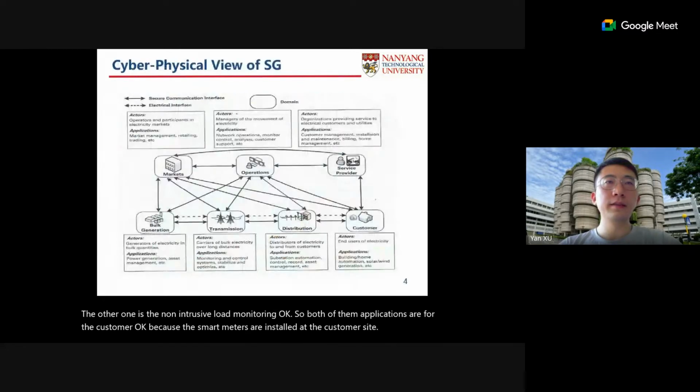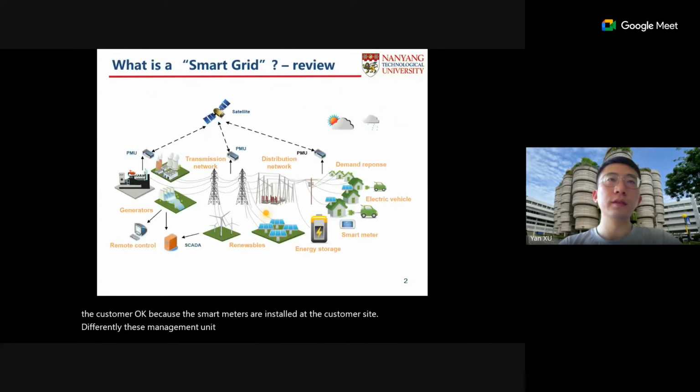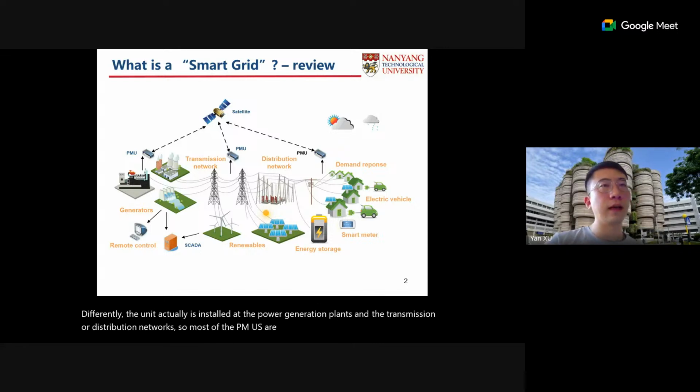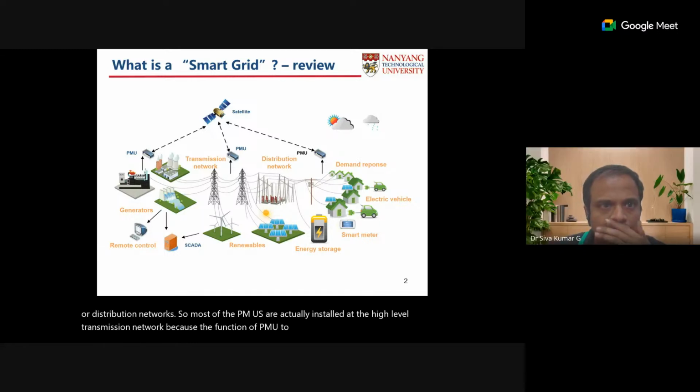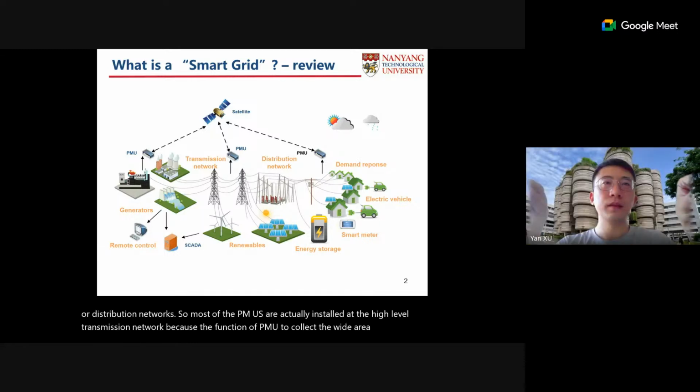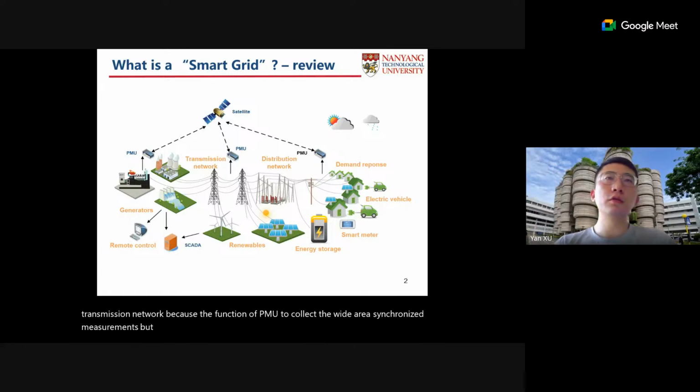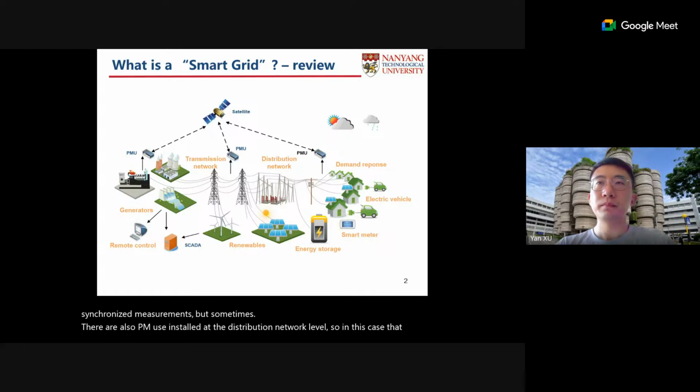Differently, the phasor measurement unit is installed at the power generation plants and the transmission or distribution networks. Most of the PMUs are installed at the high-level transmission network because the function of PMU is to collect wide-area synchronized measurements. But sometimes there are also PMUs installed at the distribution network level. In this case, that is called micro PMU.